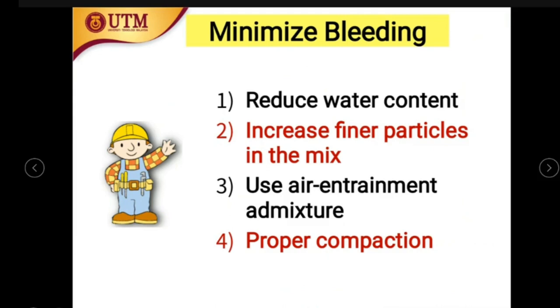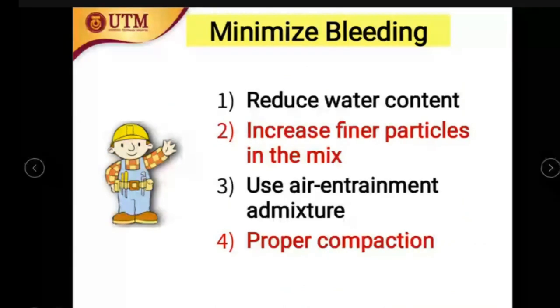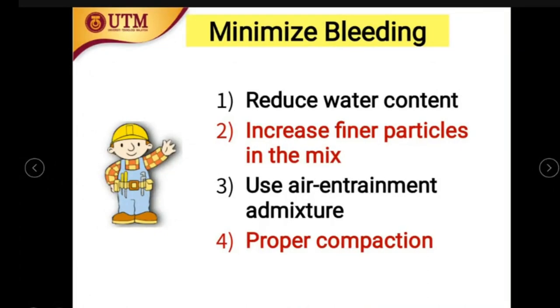The concrete mix cannot be too lean, and then we increase the finer particles in the mix. When we increase finer particles, like I said, more water is required to wet the perimeter of the aggregate. We can also use air entrainment admixtures or SP. Rather than adding more water to our mix, we can reduce the water amount and add a superplasticizer, and sometimes we can also use air entrainment admixtures.